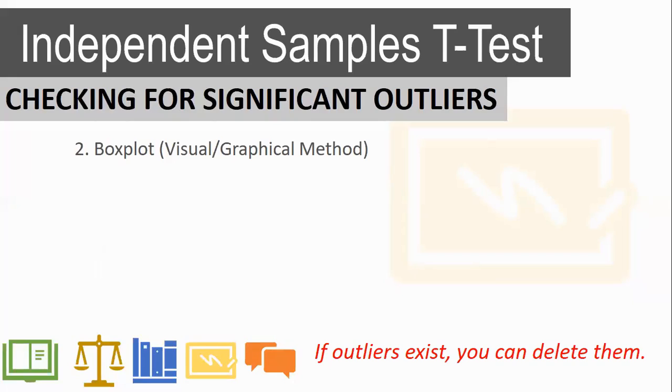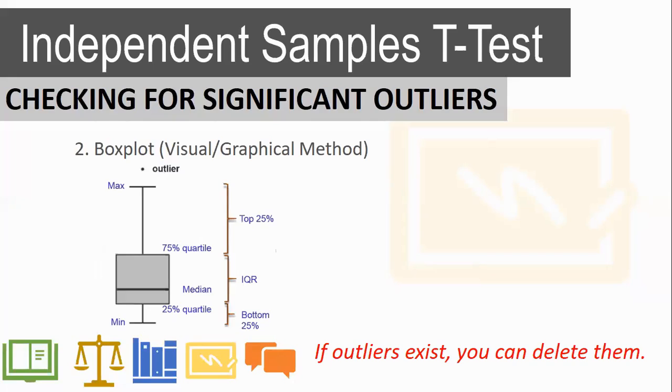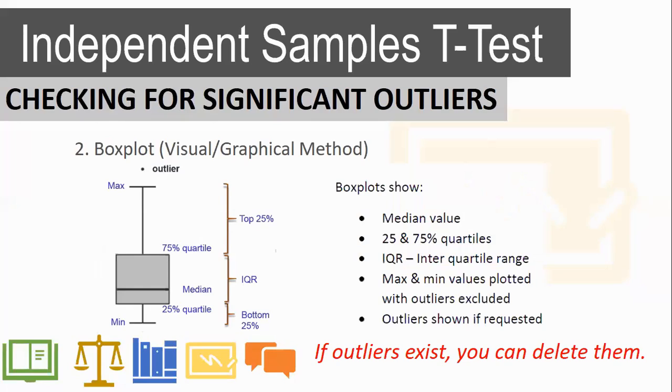Second method, we can check for outliers visually by plotting the box plot, which can be plotted using the calculations of the IQR method. So here's an example of a box plot. In this box plot, we can see the median value. We can also see the first and the third quartile. We also have here the IQR or the interquartile range.